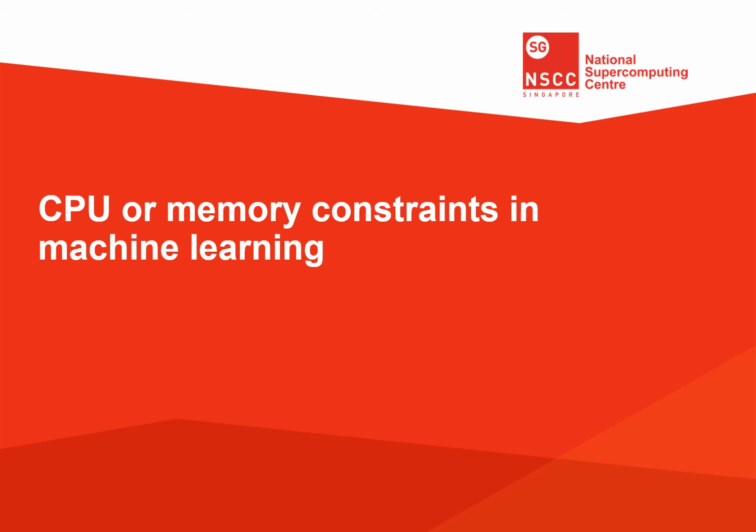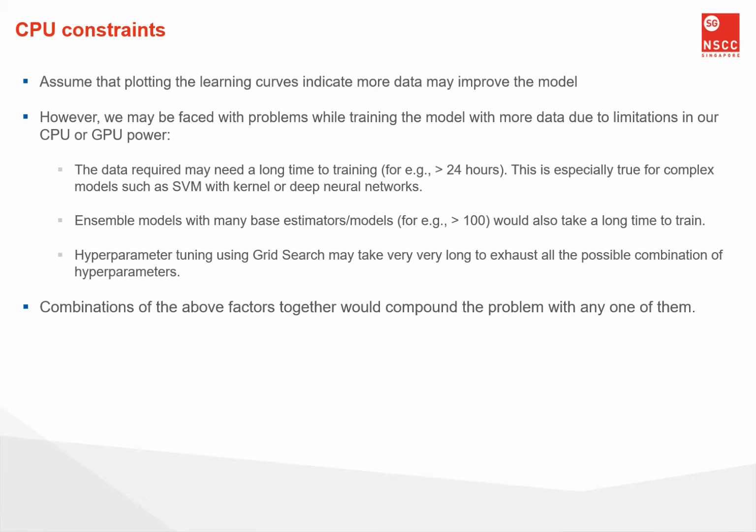So assuming that you have determined from your learning curve that actually you need more data in order to improve the performance of the model. So once you determine that, then you need to ask yourself, what is the main constraint that you face as you try to actually use a larger data set and build a model? Is it bound by the CPU or is it bound by the memory? What is meant by CPU bound?